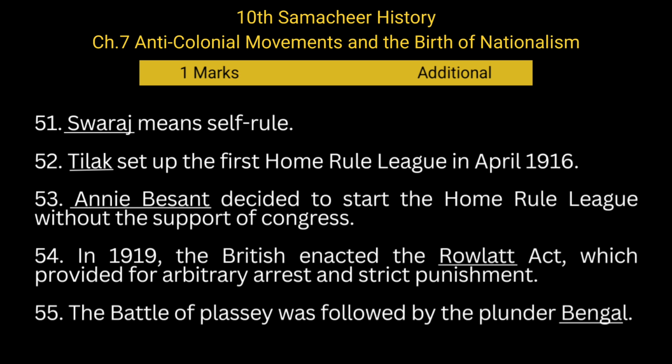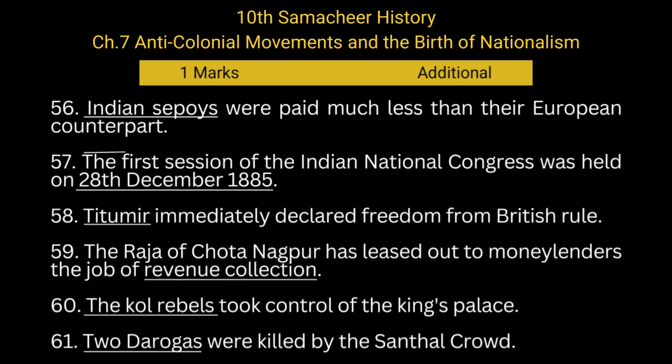In 1919, the British enacted the Rowlatt Act, which provided for arbitrary arrest and strict punishment. The Battle of Plassey was followed by the plunder of Bengal. Indian sepoys were paid much less than their European counterparts. The first session of the Indian National Congress was held on 28 December 1885.